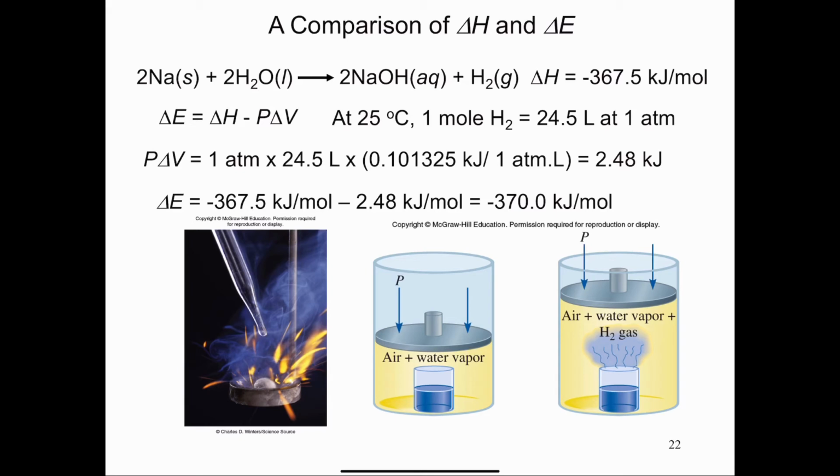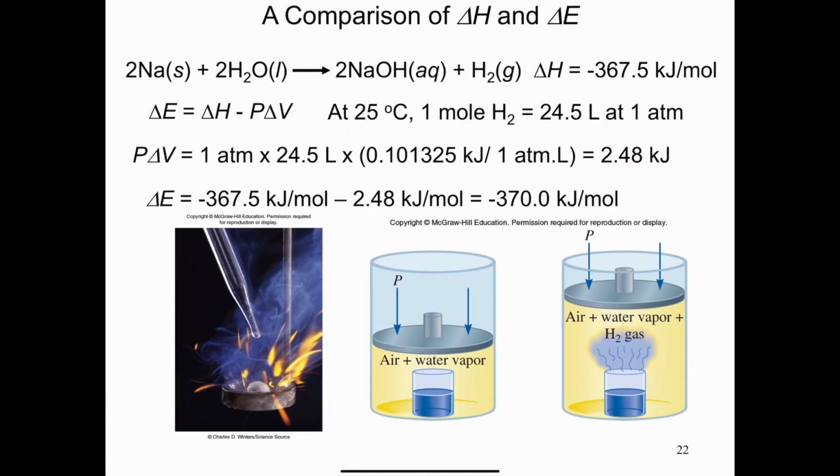Now let's do a comparison of delta H and delta E, so our change in enthalpy versus our change in energy. Let's examine this reaction here. So we take sodium and we react it with water, and we end up getting sodium hydroxide and hydrogen, and this is a very exothermic reaction. It's shown down here in the bottom left in this picture. Now if we want to calculate it, delta E is going to be equal to delta H minus P delta V. We've already been given the delta H value, which is right here.